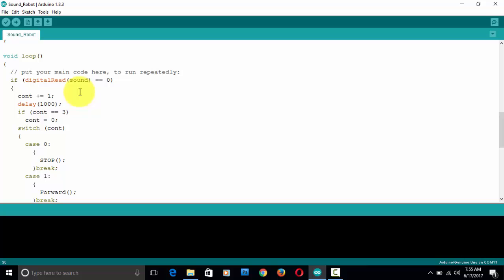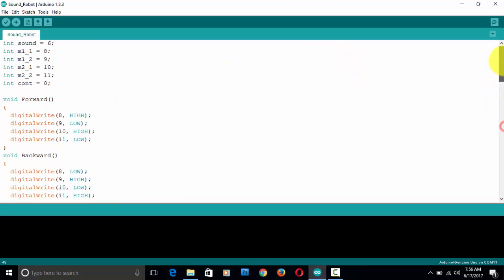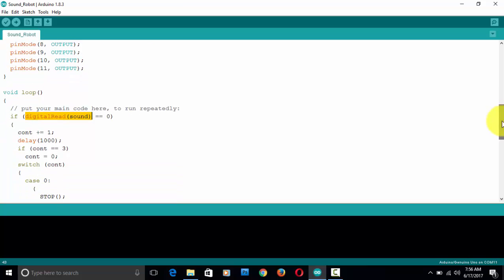The sound sensor always produces a digital value. If there is no sound, it gives me logic 1, or else it gives me logic 0. So here I am checking whether the digital read of sound, the pin number 6 which I have connected here, is giving me a logic 0 or not. If it is giving logic 0, then I am making the count equal to 1. Then I am giving some delay, 1 second of delay.